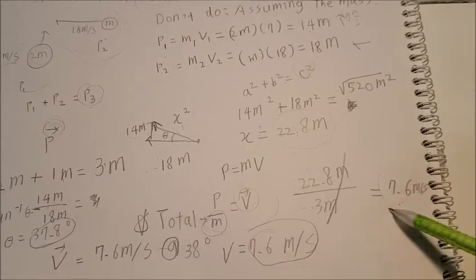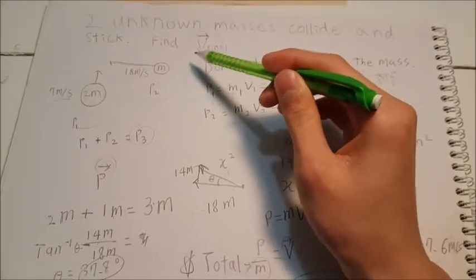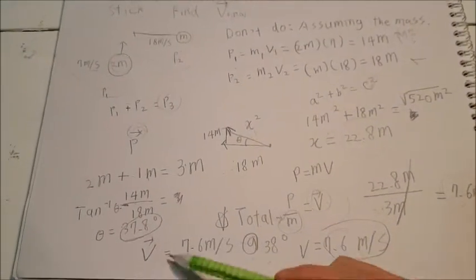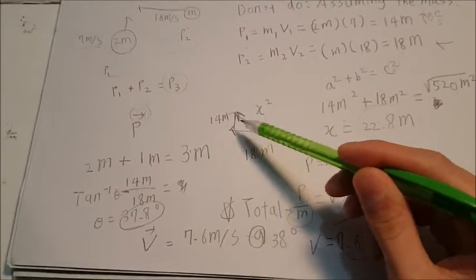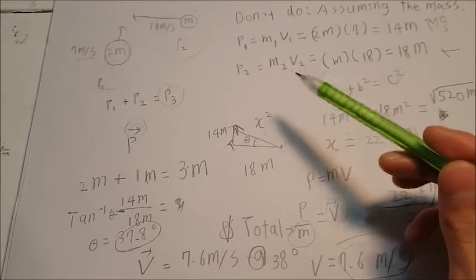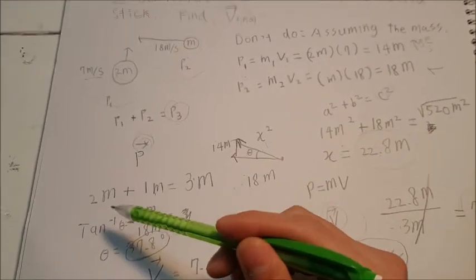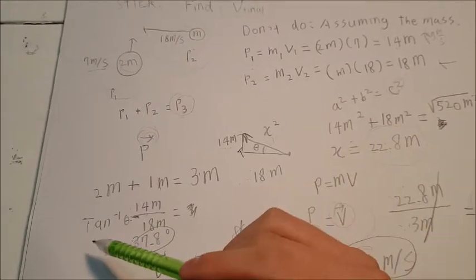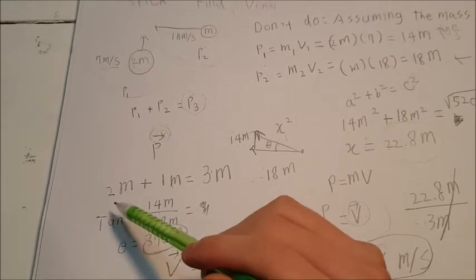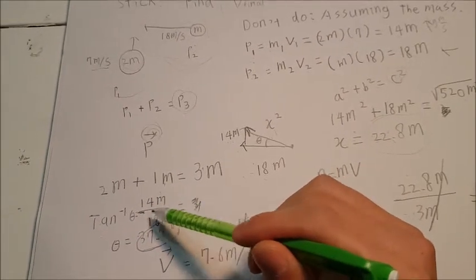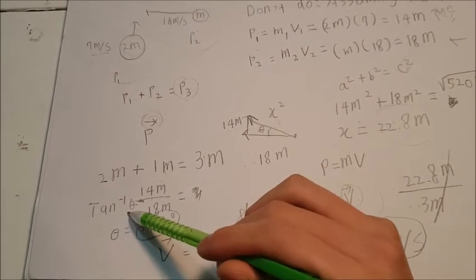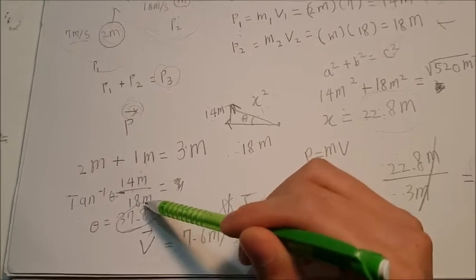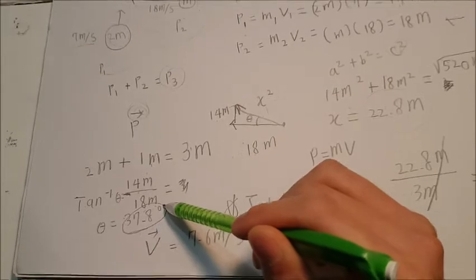So this is our speed, but we have to find the angle, as velocity is a vector quantity and it requires direction. So here you can get the angle theta by recalling your knowledge from grade 9 or possibly 10. So we know that in order to get angle theta with opposite and adjacent given, we have to use the tangent function, opposite over adjacent. So tan minus 1 theta, 14m over 18m, opposite over adjacent, equals 37.8 degrees.